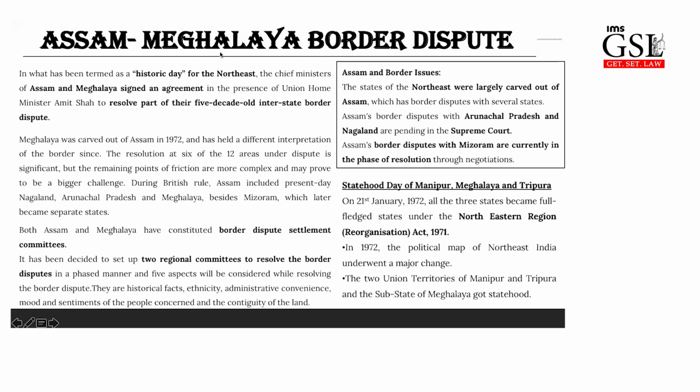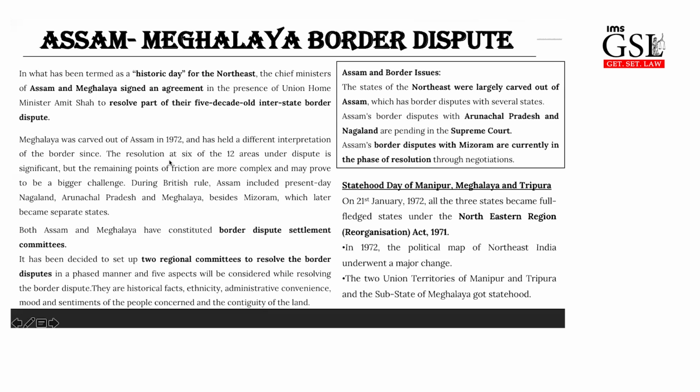So speaking of the Assam-Meghalaya border dispute, what has been termed as the historic day for the Northeast, the Chief Ministers of Assam and Meghalaya signed an agreement in the presence of Amit Shah to resolve part of their 5-decade-old interstate border dispute. Meghalaya, of course, was carved out of Assam. Assam had its institution back in 1950. But a lot of other states were taken out from Assam. So 1972 is when Meghalaya was carved out.